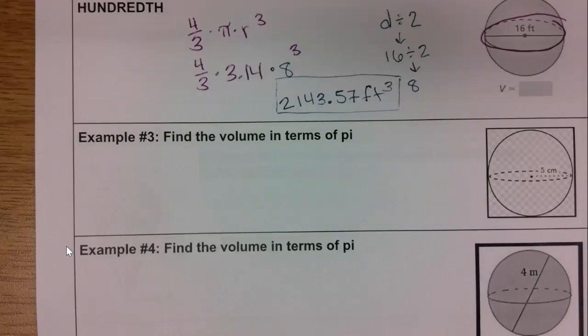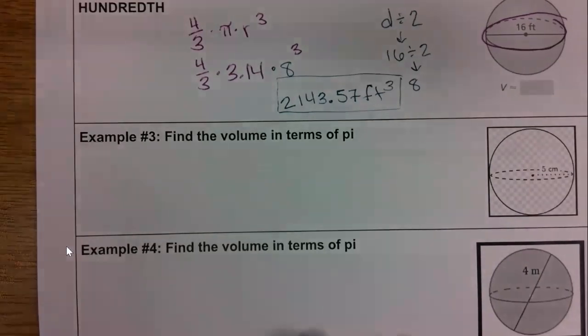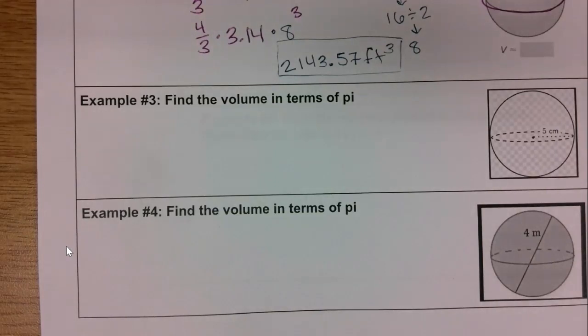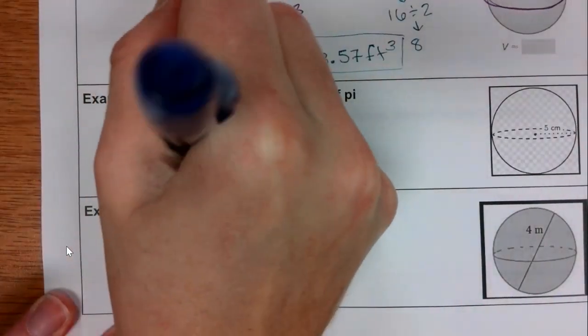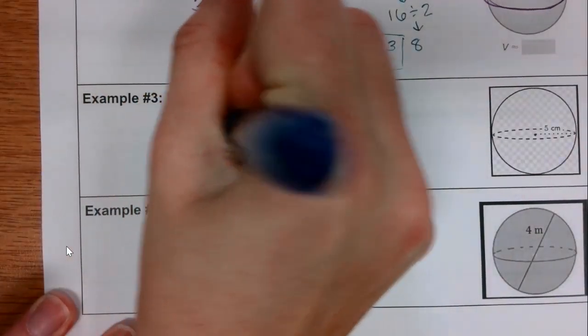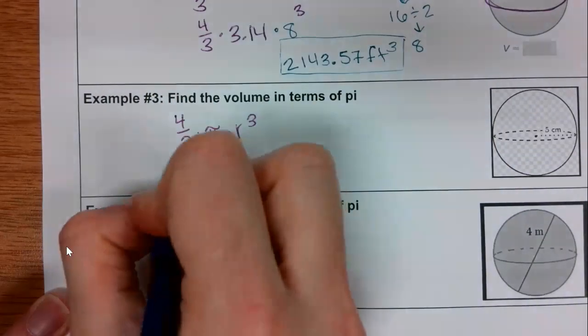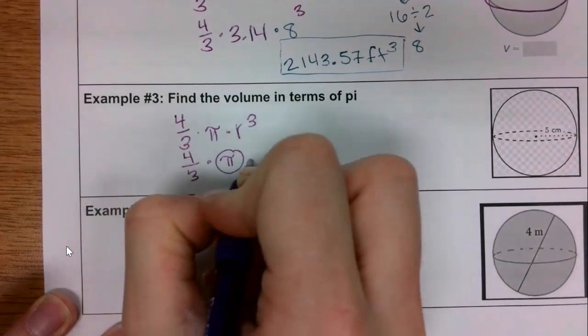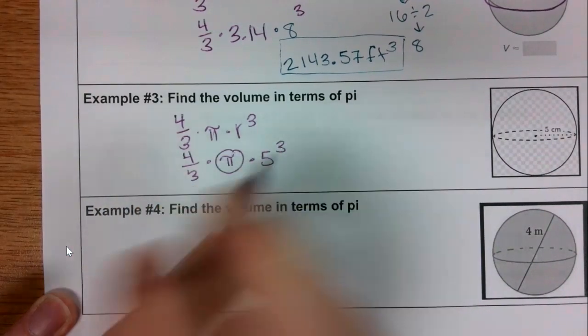All right, so for these two, notice how they say in terms of pi. So if you got the legit answers, that's fine, but that's not what it asked. It asked you to do 4/3 times pi times the radius cubed. But remember, when it says in terms of pi, that means that pi is not going to be multiplied in.